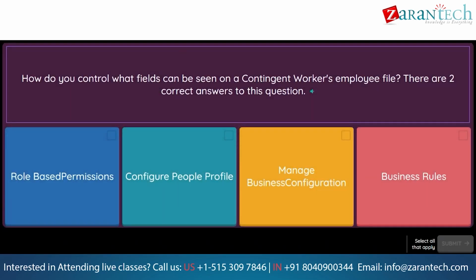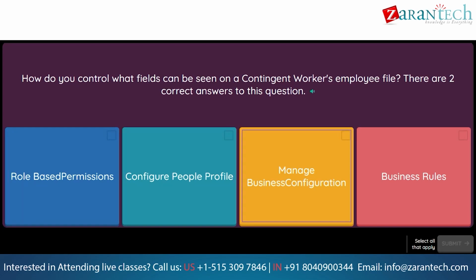Question: how do you control what fields can be seen on a contingent worker's employee file? There are 2 correct answers to this question. Option 1, role-based permissions. Option 2, configure people profile. Option 3, manage business configuration. Option 4, business rules.